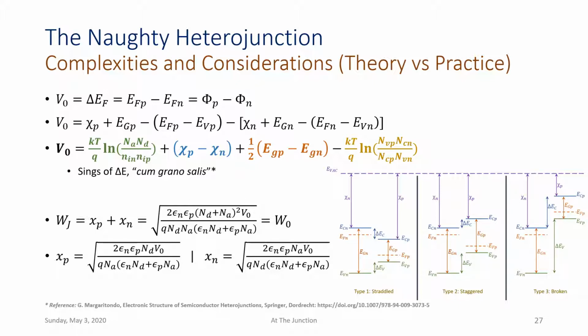The expression for the width of the junction W naught is also given on the slide, and the expressions for the widths of the junction on the P side and the widths of the junction on the N side are also given on the slide. What is important to note here is that the permittivity of the two different materials have been taken into consideration in the formula. The formula also includes doping concentrations of the two different materials alongside their respective permittivities.